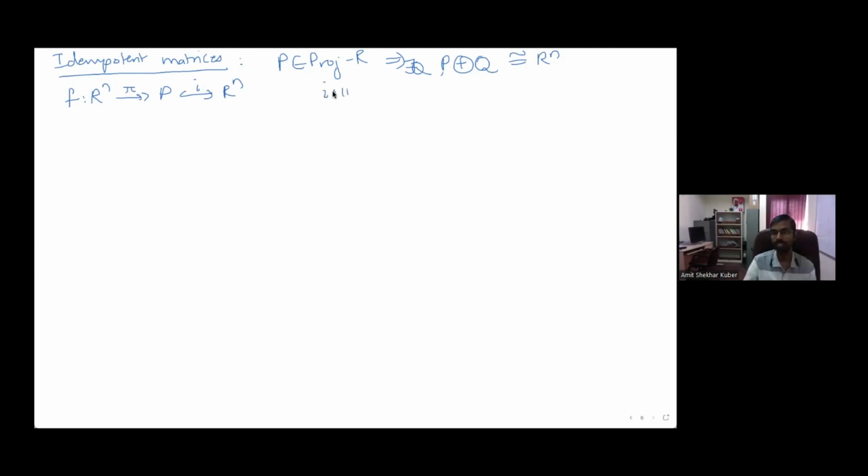Replaced with pi square. So it will be I pi. But if you use associativity, this is the same as I come. Okay, so the map, the endomorphism f from R^n to R^n, in domain and codomain. So this endomorphism is an idempotent endomorphism.